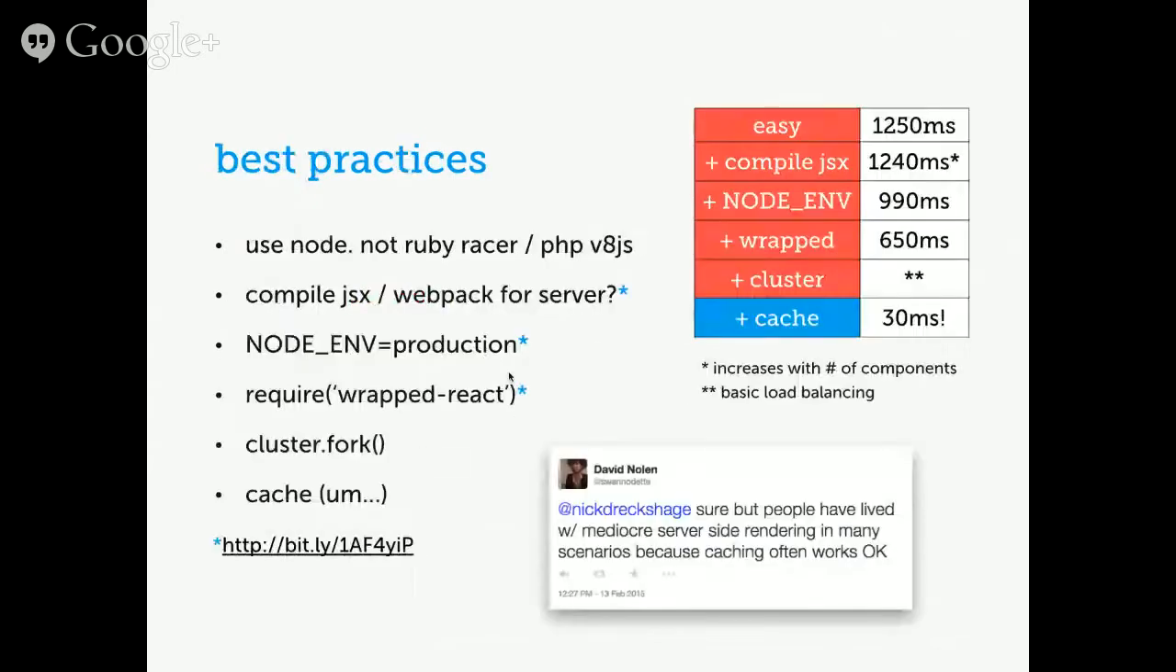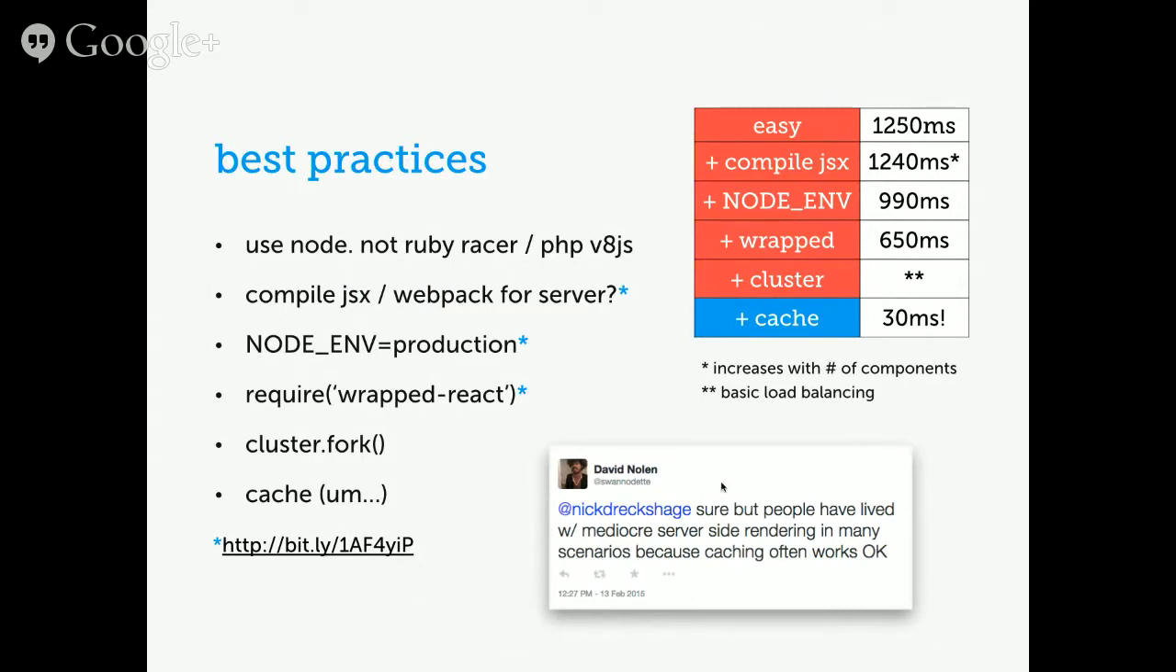And then the last one is, I tweeted out to David Nolan trying to get him to create a Clojure version of React, thinking that it would be faster. And his response was basically that people have lived with mediocre server-side rendering because caching works.